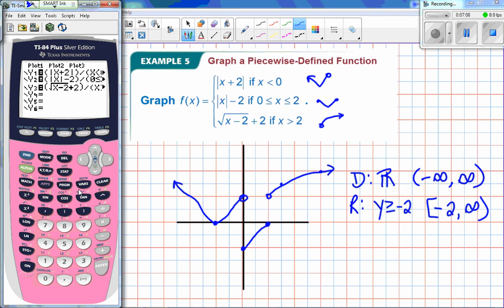So now I'm going to exit this, so second quit, and I'm going to do zoom 6 for a standard viewing window. And there we go. So that's how you can use your calculator to graph a piecewise function. Now notice it doesn't show you where the closed-in parts are and where the open circles are, but you can get a sketch of the graph.